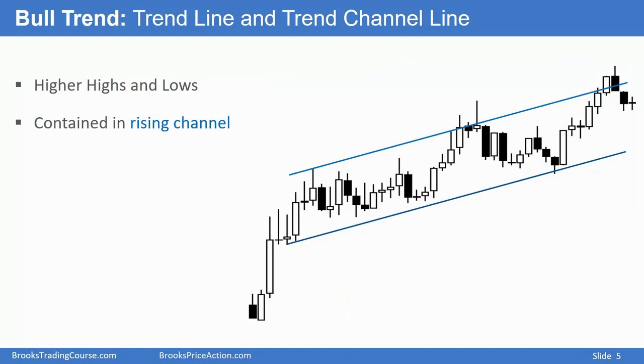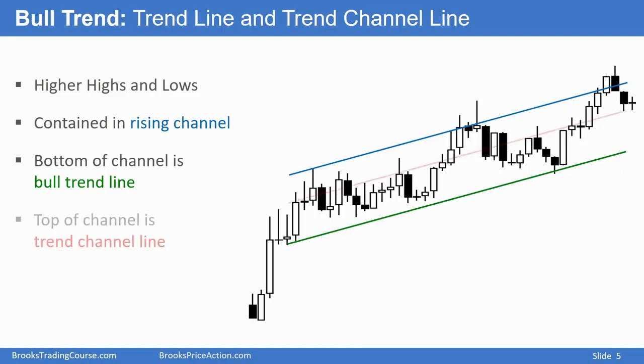I said that a bull trend has higher highs and higher lows, and it's contained within a rising channel. The bottom line is the trend line, the bull trend line, and the top line is the trend channel line. Trend line, channel line. Some people refer to both as trend lines. So some people will say this is the bottom trend line, that's the top trend line of the channel. I usually refer to the upper line as the trend channel line.